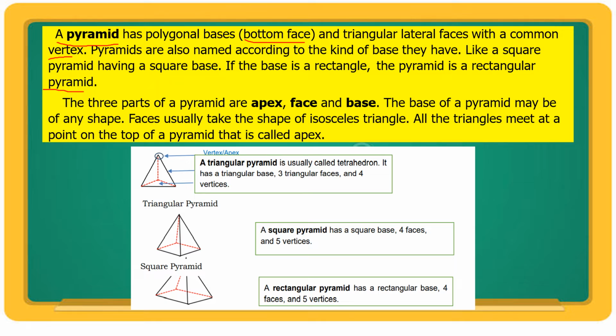So the 3 parts of a pyramid are apex, face, and base. The base of a pyramid may be of any shape. Faces usually take the shape of an isosceles triangle. All the triangles meet at a point on the top of a pyramid that is called apex. So take a look at this illustration.